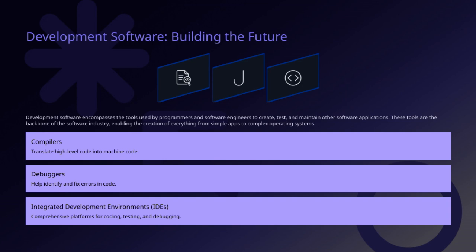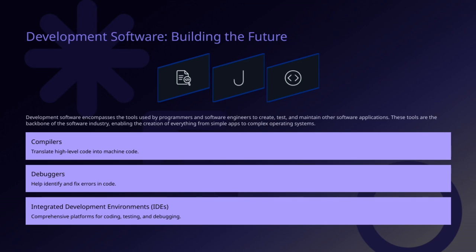They also help us identify and fix errors in our code quickly, which brings us to debuggers. Debuggers are powerful tools that let us step through our code line by line, watch variables, and understand exactly where things might be going wrong.